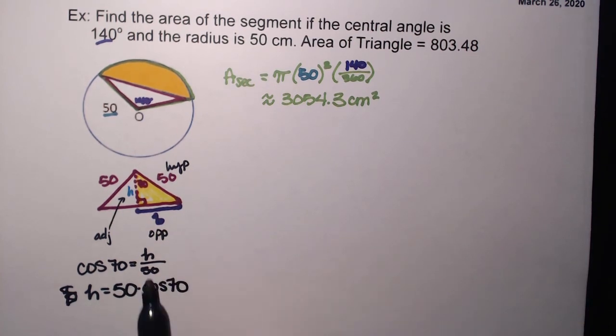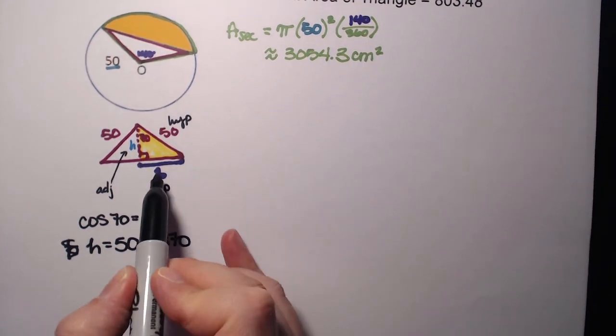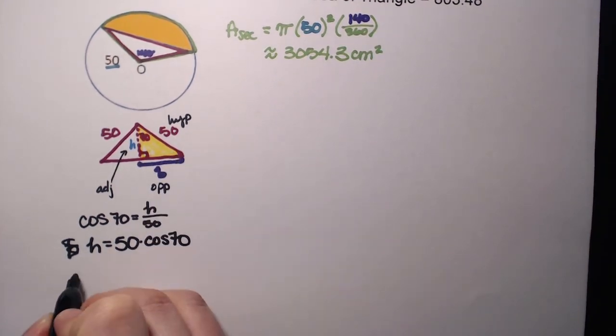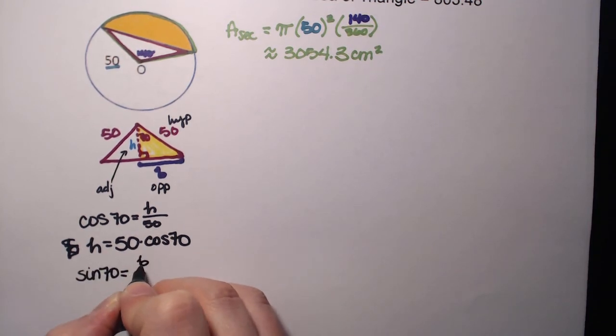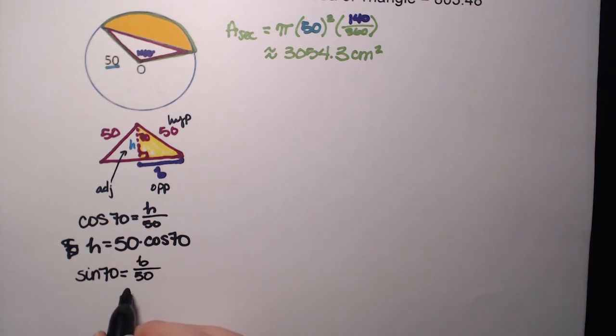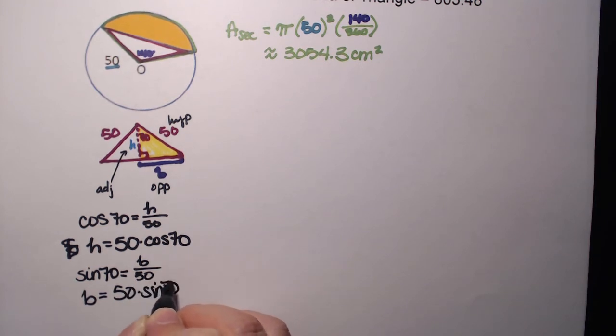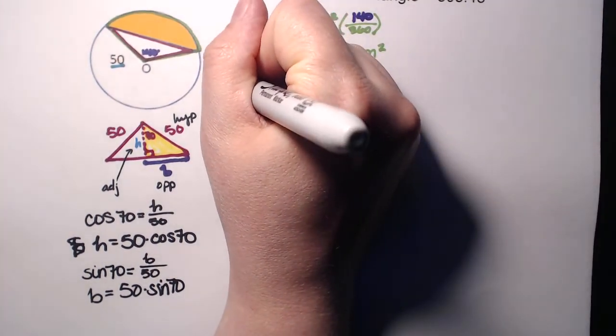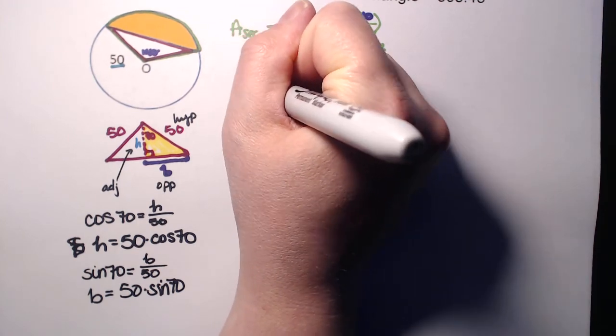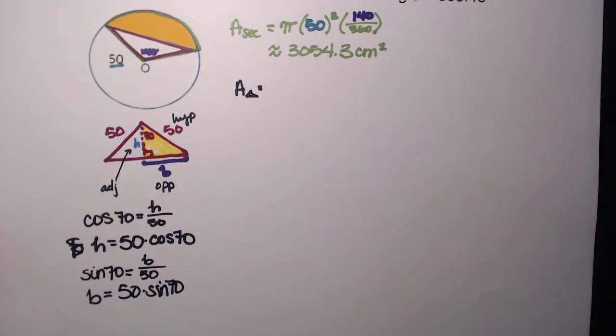Then I'm going to do a similar setup for the base. So on this one, that's opposite and hypotenuse, so that's sine. So then I get that the base is 50 times sine of 70. Okay, so that's how we're going to find the area of the triangle, because we're going to use that information.